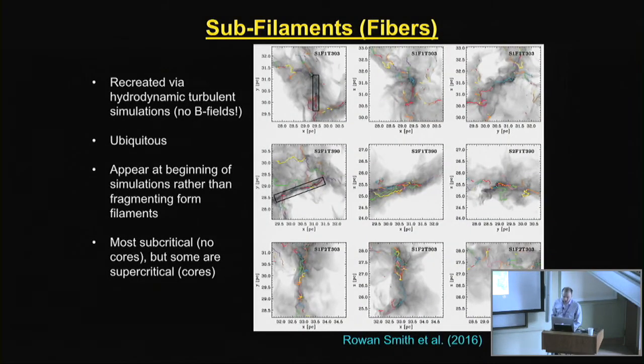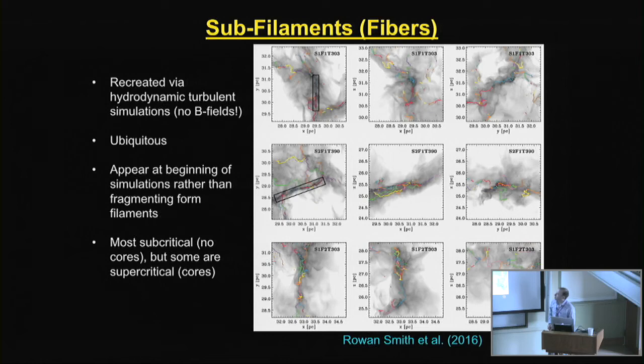But we have done some simulations, and this is a great simulation by Rowan Smith in 2016 using SPH hydrodynamic turbulent simulations, so not including any magnetic fields. These are just different times and star formation rates, looking from the X direction, Y direction, and Z direction. But as you can see, they trace these fibers in the exact same way that you would expect from the Hacar et al.